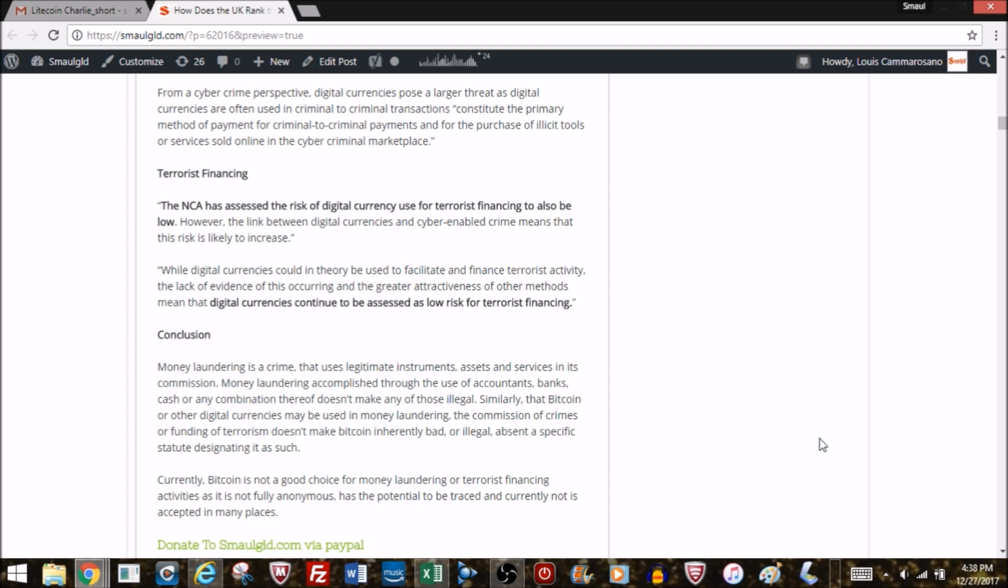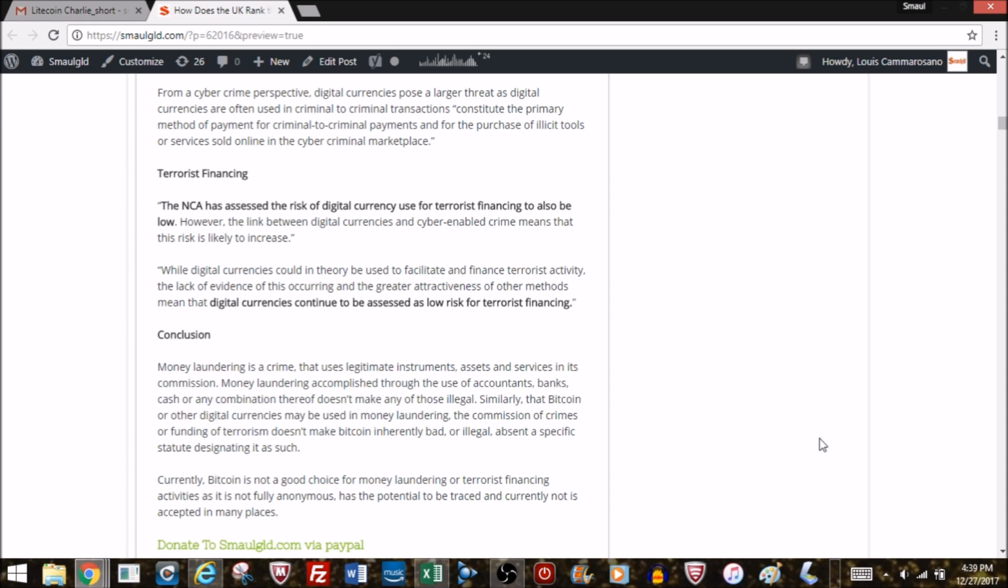They're only illegal in the sense that if they're used in the commission of money laundering. And then again, it's not the cash or the Bitcoin that's illegal, it's the use of them in the commission of the crime of money laundering. But also, we have to point out in conclusion that Bitcoin is not currently a good choice for money laundering or terrorist financing, because unlike cash, it's not fully anonymous. It's not untraceable the way cash is, and it's not accepted in many places.